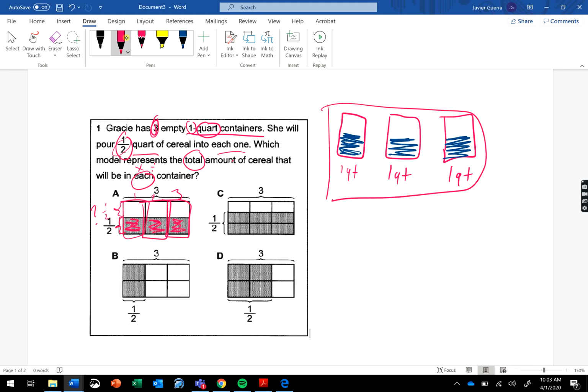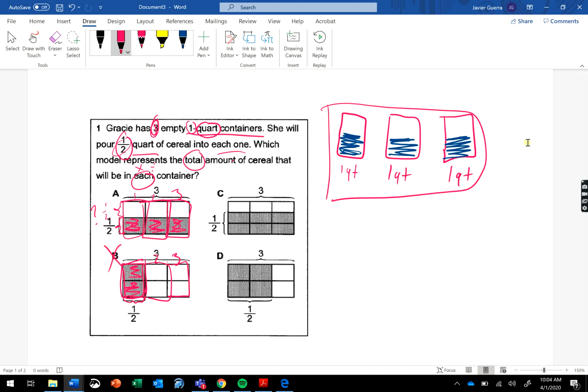Let's go to B. Again, we see 3 containers, but notice that here it's telling you that every little square is considered a half, right? So that means that this has a half filled in, and then the other half is filled in as well. So this is one whole. This is one whole thing filled in, but these right here are empty. The last 2 are empty. We need to find 3 containers that each have half full, right? Each one is half full. So B would not be my answer choice.